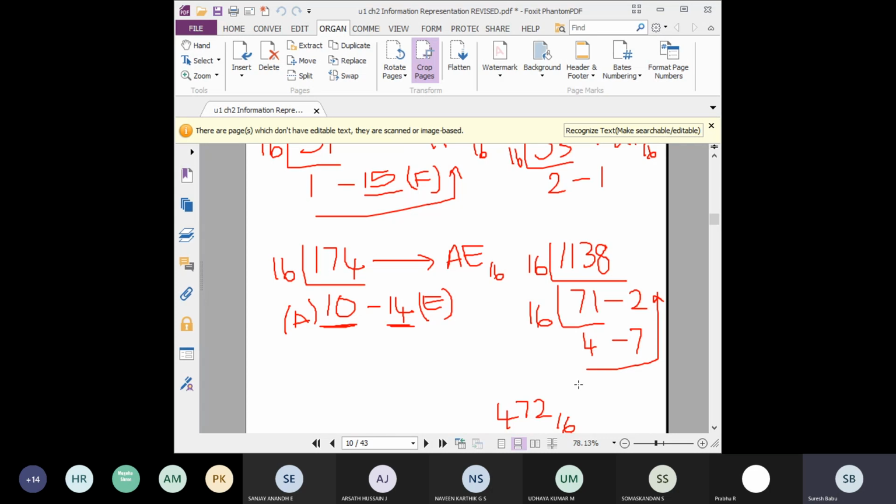like this and collect all the remainders. That's all. So everything is the same method. Repeated division is the concept for converting decimal to other number systems.